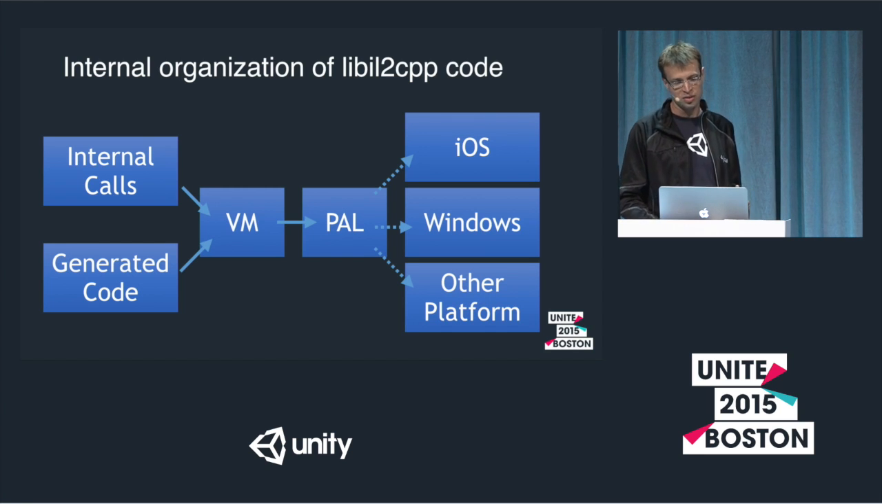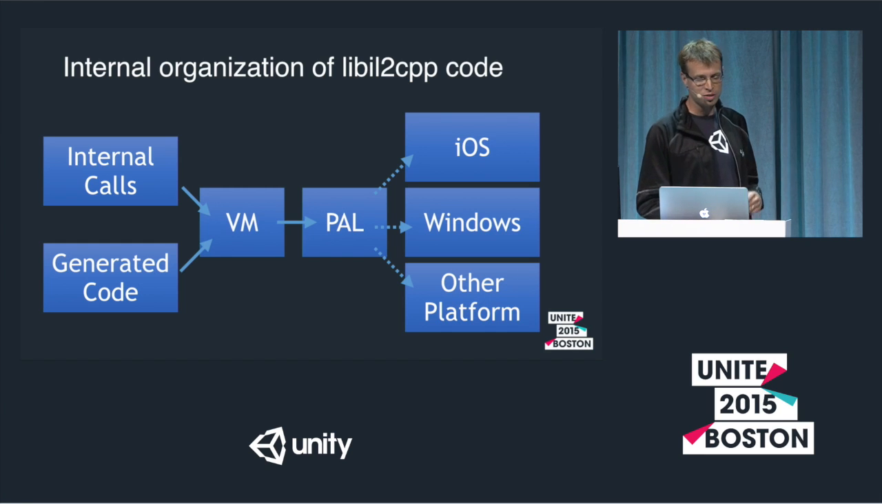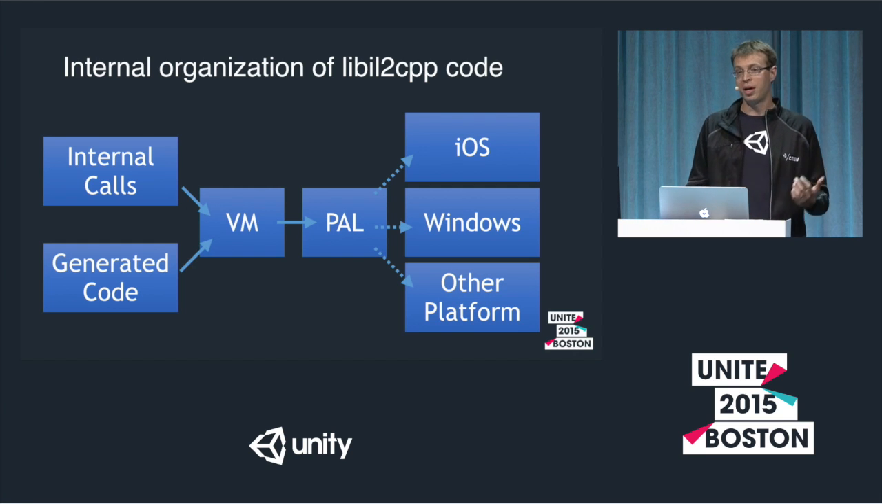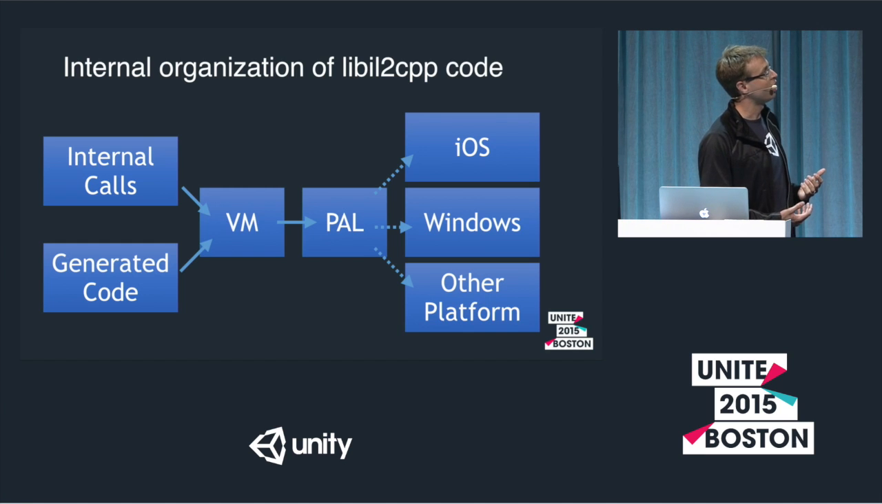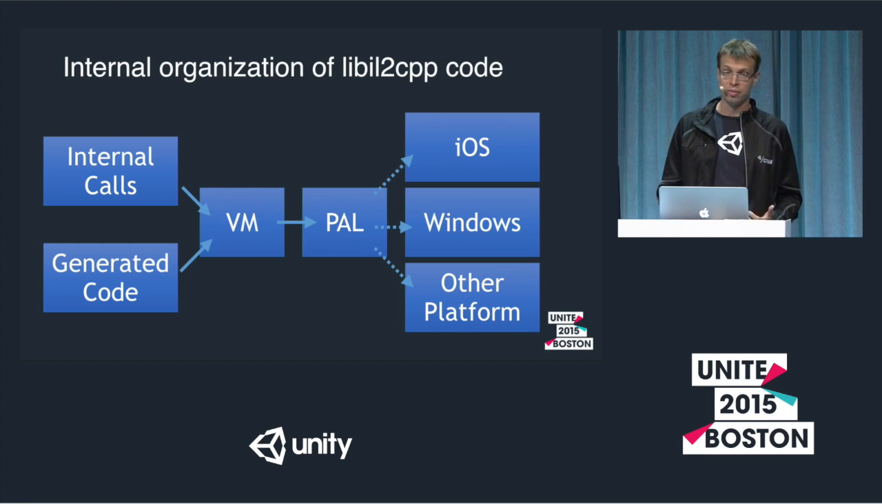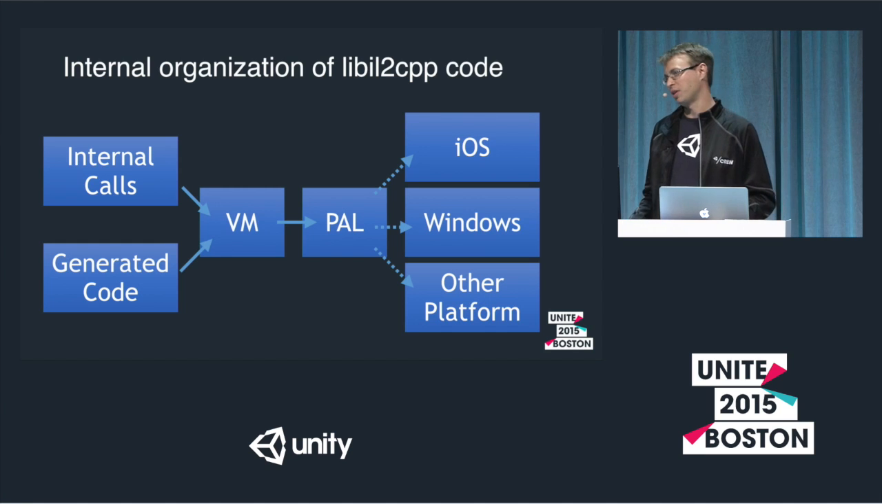So that also helps us because when we make changes, we fix bugs, improve performance on the left side of the diagram in the VM and the way we generate code, that's available for all platforms immediately. So this layout's really helped us to ship new platforms, like John said, much more quickly than we could with the mono scripting backend, which is one thing we really like.